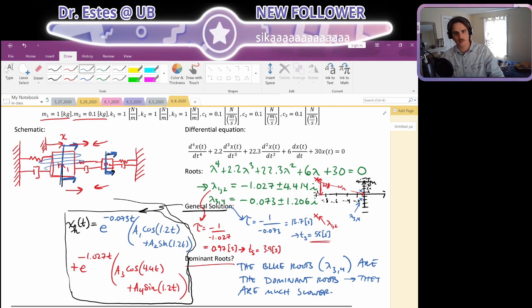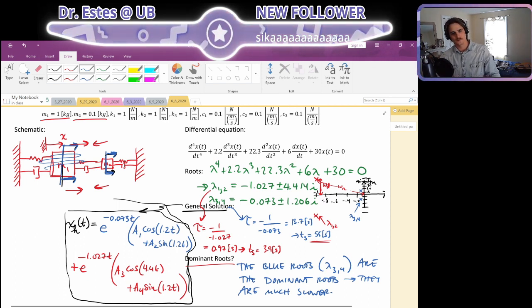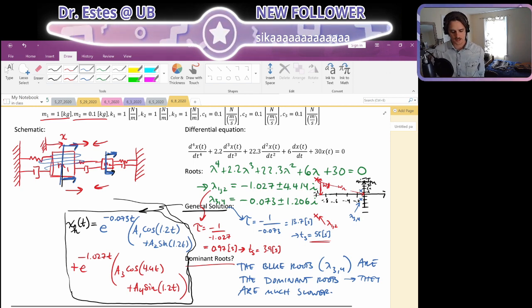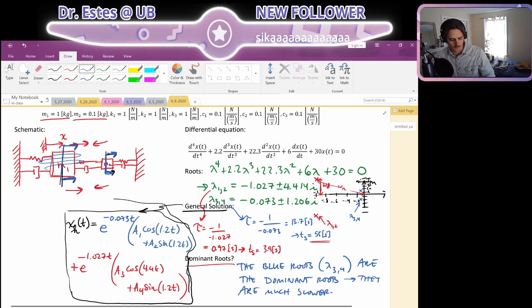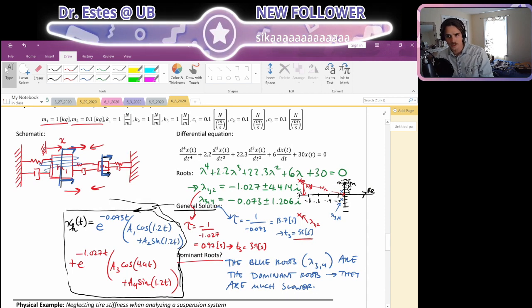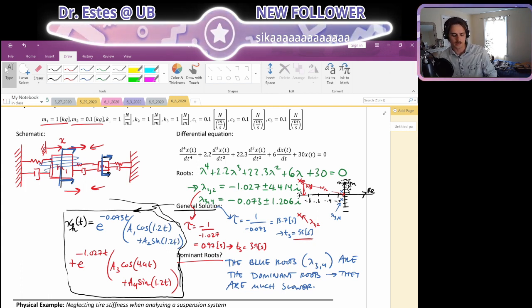Okay, so that's a fourth order system. It's got faster roots, it's got slower roots. Making the homogeneous solution is no problem, but I want you to be able to point out which roots are dominant and know what that means.